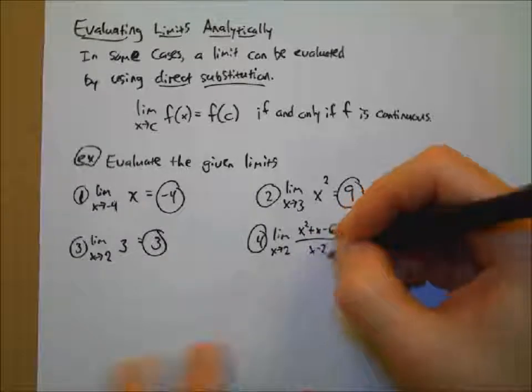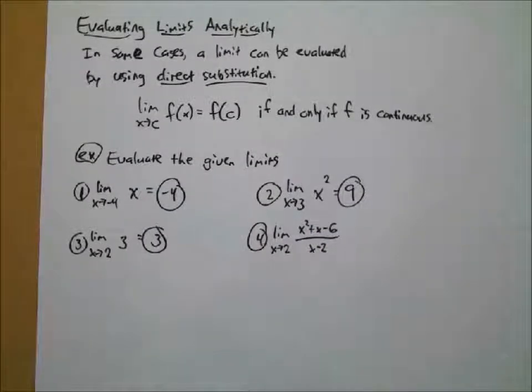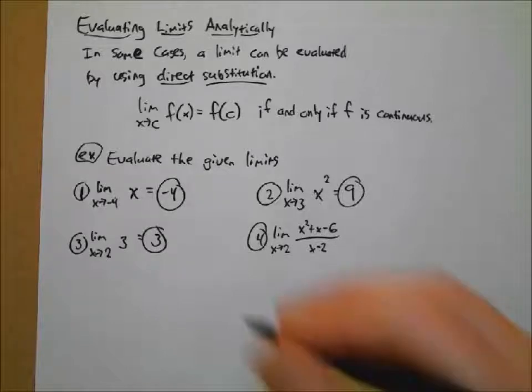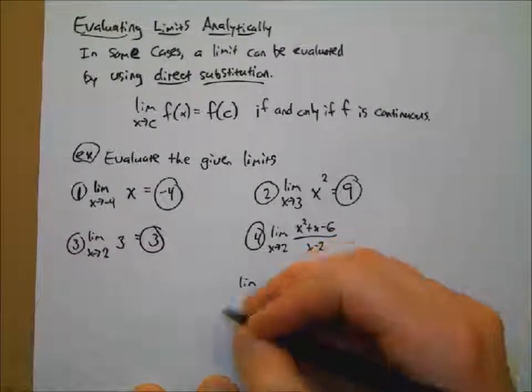All right, let's take a look at this one now. Rational function, x squared plus x minus 6 over x minus 2. If we try direct substitution, what's the problem here? You get 0 over 0. Oh, no. But what can you do with that numerator?